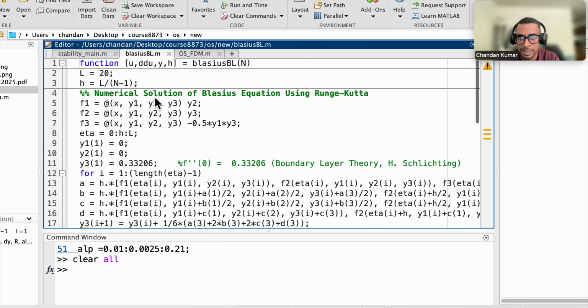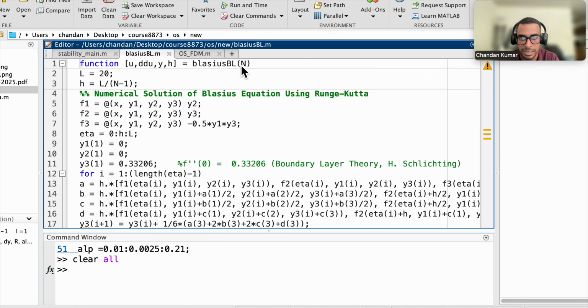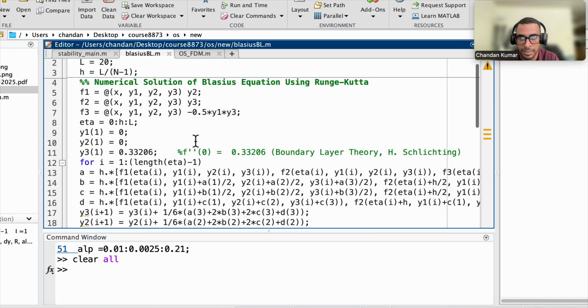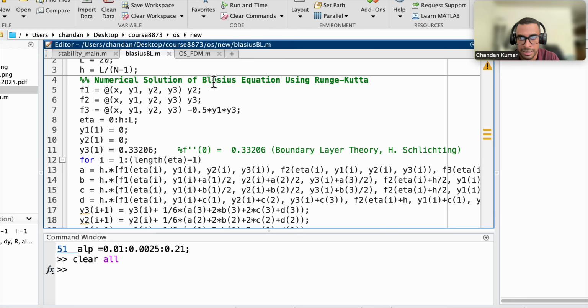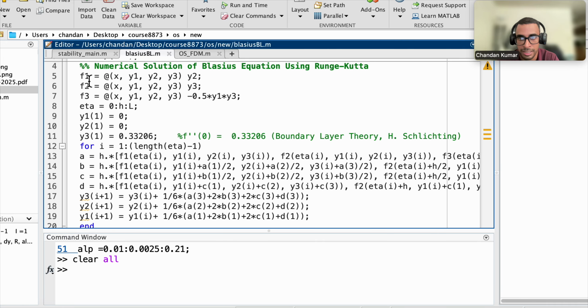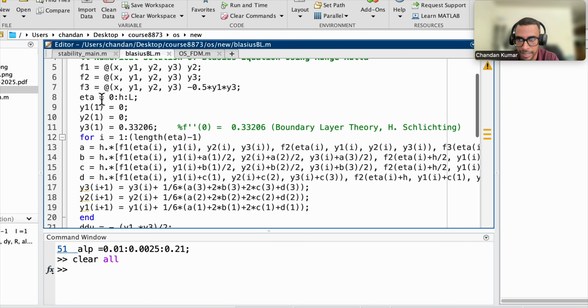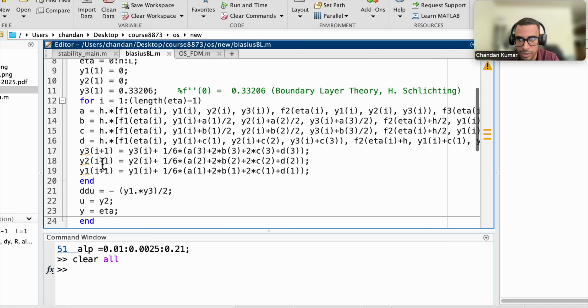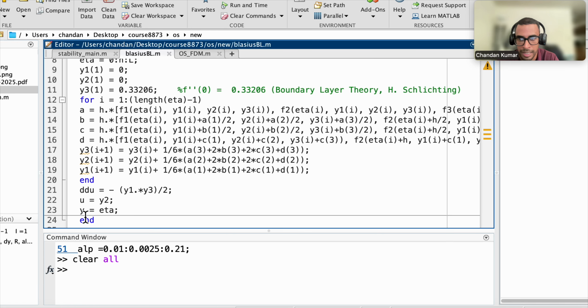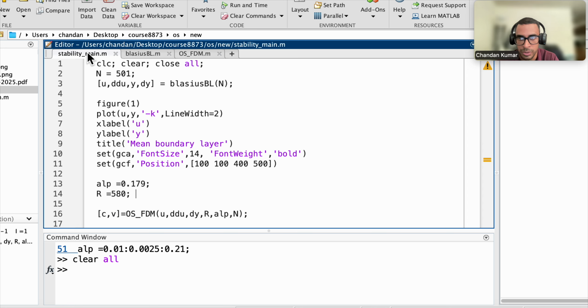And going into the Blasius boundary layer equation, we can see that it is a function and it takes the information of n, and then it basically uses the Runge-Kutta to solve this Blasius equation, which has been set here as a function. So f1, f2, f3, these are what we've seen in the Blasius boundary layer equation as f prime, f double prime, something like that. And we solve this equation over here, and it returns the u and the second derivative of u, that goes into this stability main.